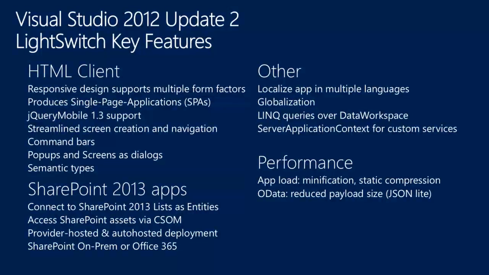You'll notice a lot of performance improvements. The OData team now supports JSON Lite on the wire, and so we were able to reduce the payload size a lot by using JSON Lite. So you'll see performance there. But really, we were focused around the HTML client and the SharePoint apps. We also opened up the server application context, so you can write custom services on the service layer and get at all the business rules and data and all that value that you've built inside of the LightSwitch middle tier.